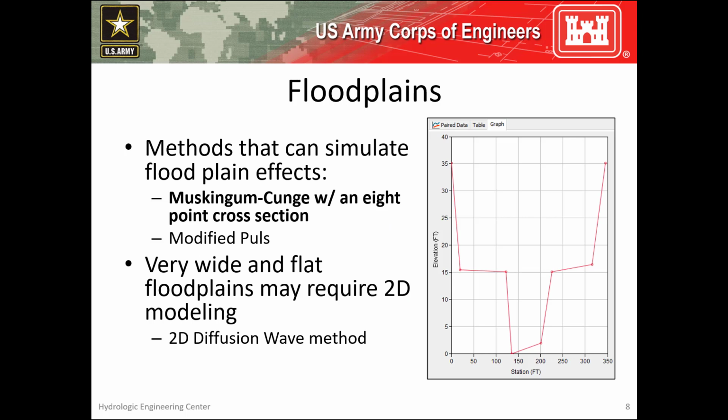If floodplains are important to include, you must use a method that can separately compute the effects of the overbank areas from the main channel. For example, the Muskingum-Cunge method, when using an 8-point cross-section sheet, can do just that. However, the Muskingum method cannot. If the floodplain is incredibly wide and flat, and flow actually moves perpendicular to the main channel, 2D modeling may be required to accurately simulate the movement of water. In those cases, the 2D diffusion wave method can be used.